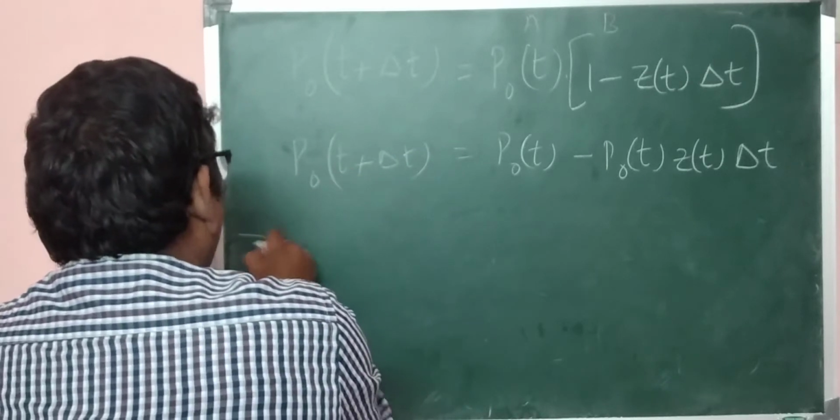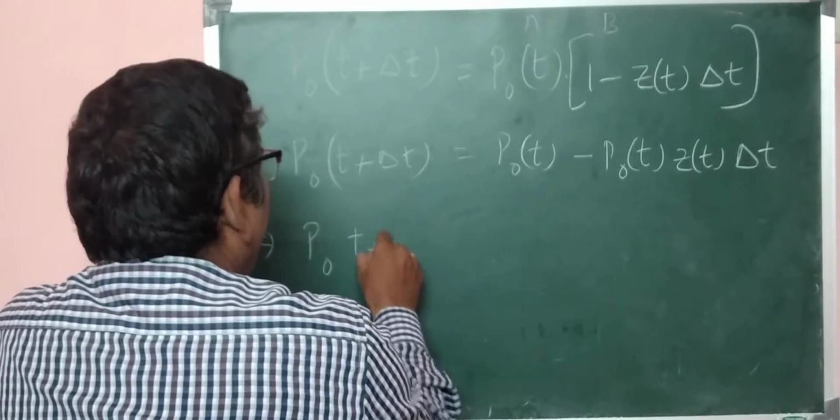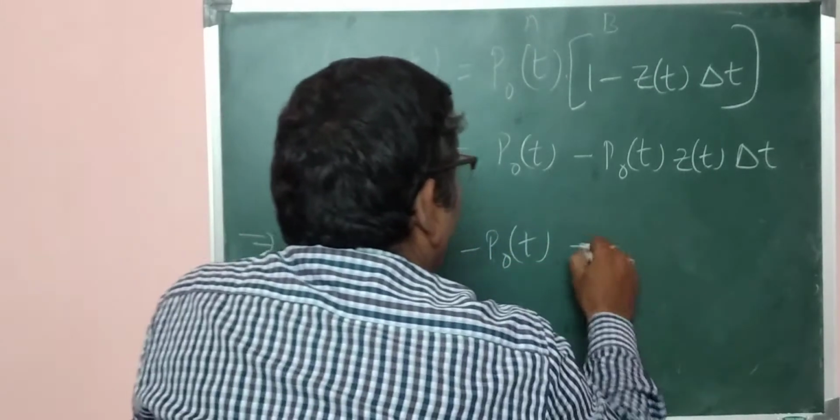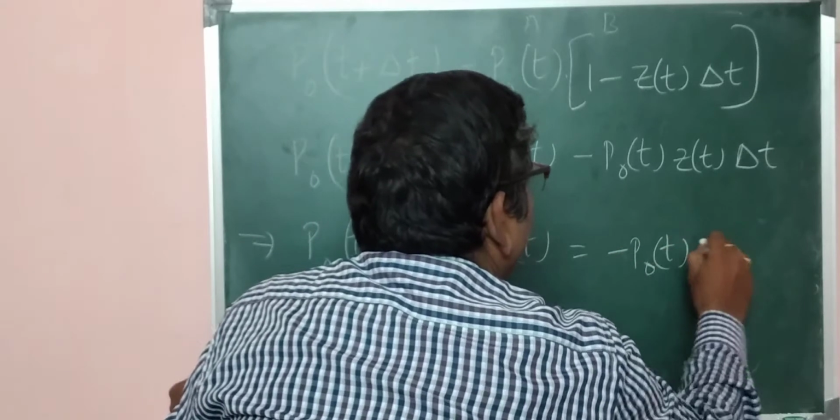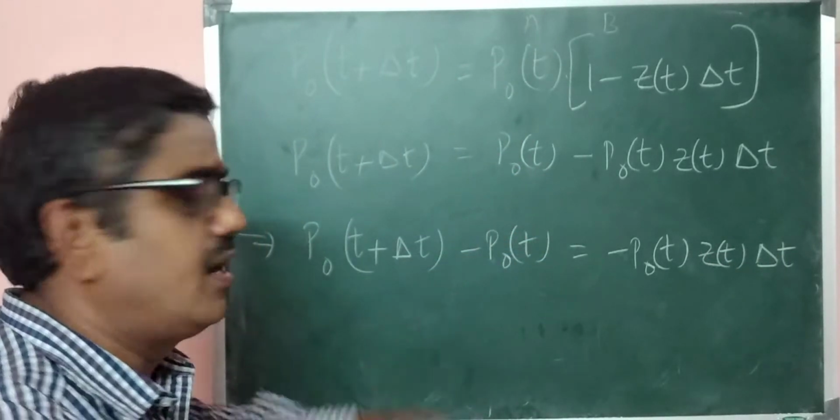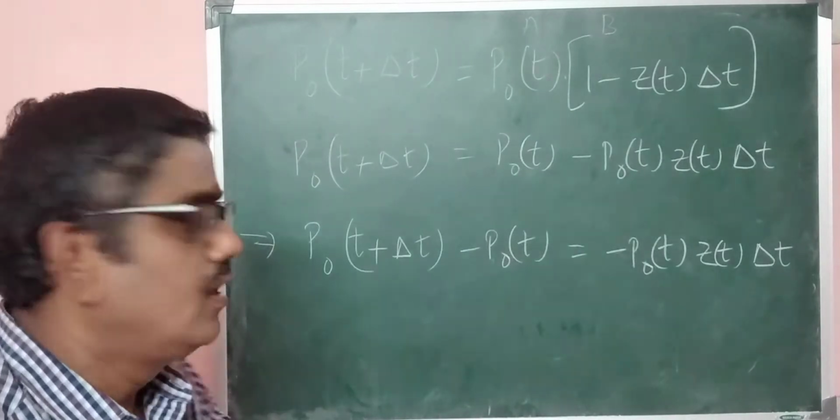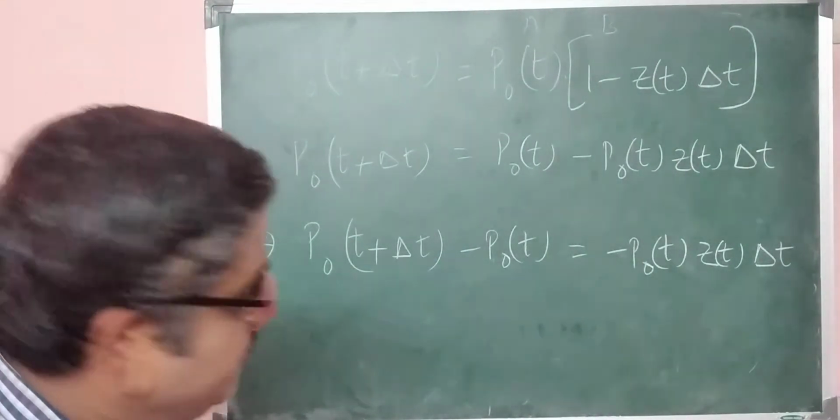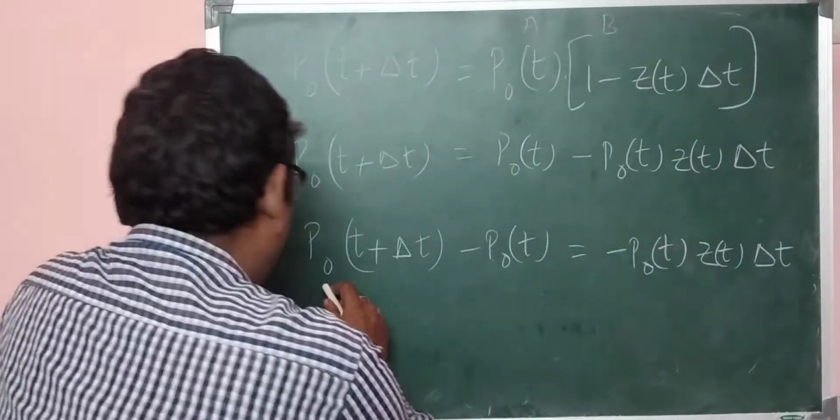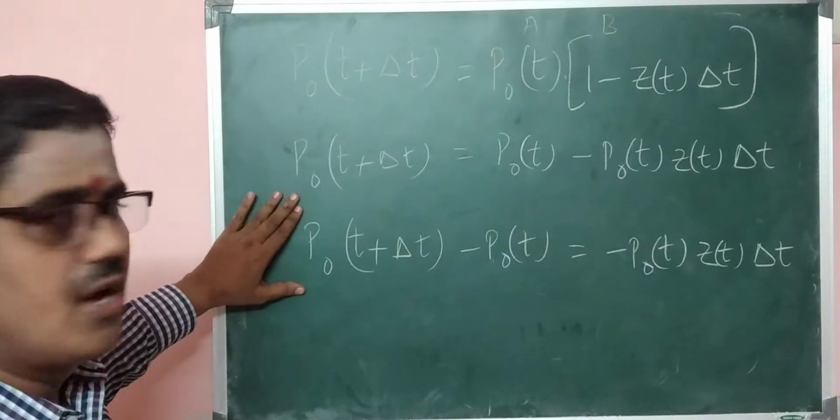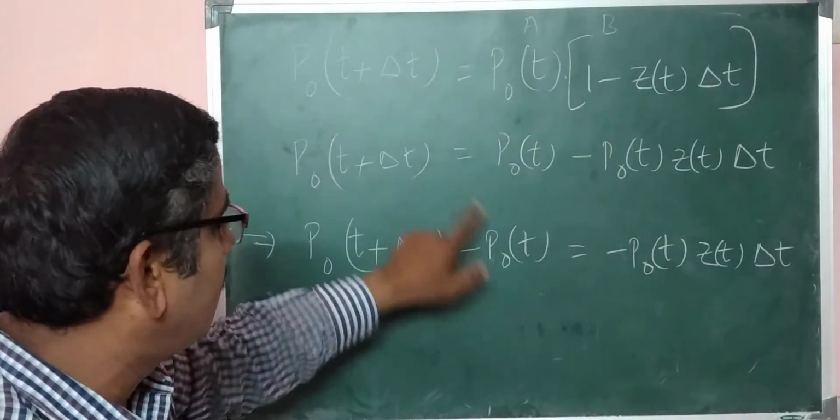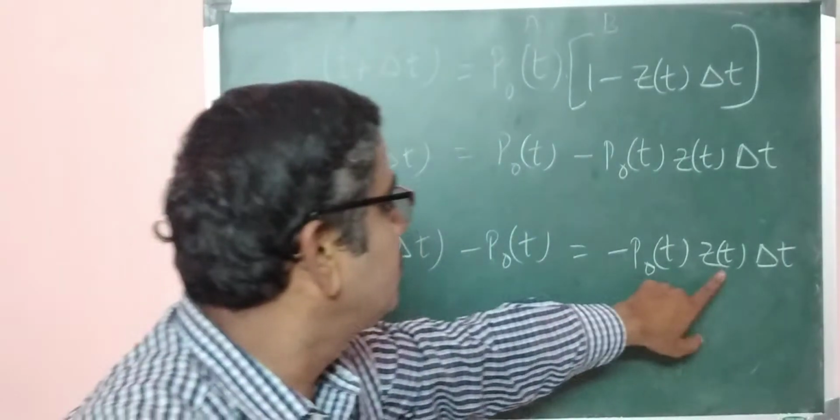I am calculating, which implies P naught of t plus delta t minus P naught of t is equivalent to minus P naught of t into z of t into delta t. So I have taken this P naught of t to the left hand side, so that I can divide with delta t first. Hope you understand this. Up to here it is okay. Is it okay? Right? So P naught of t plus delta t minus P naught of t is equal to minus P naught of t into z of t into delta t.